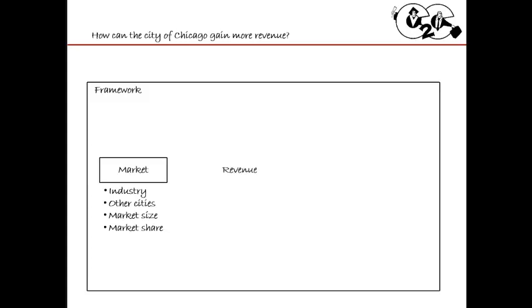Now, this case is only about revenue. Nothing about this case seems to be about cost at all. How can the city of Chicago gain more revenue? So I'm only going to look at revenue. So again, we're looking at this core of the case, which is growth, profitability, and efficiency. This one really just seems to be about growth, because costs don't seem to matter for this type of case.